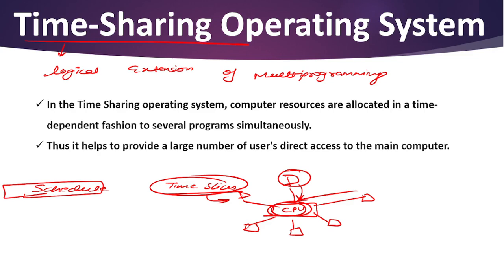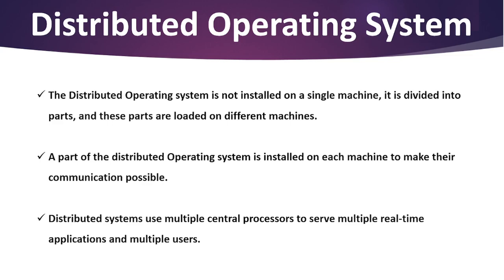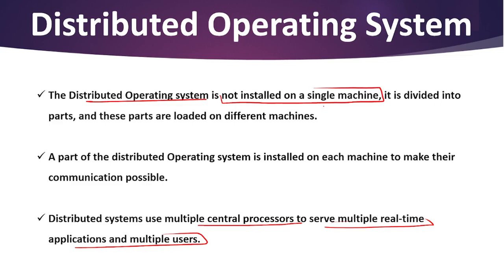Right. So next type we have is distributed operating system. Distributed systems have multiple central processors to serve multiple real-time applications and multiple users. Distributed means it is distributed among so many users, so many computer systems. The processors communicate with one another through various communication lines like telephone lines, etc. The distributed operating system is not installed on a single machine. It is divided into parts, and these parts are loaded in different machines.